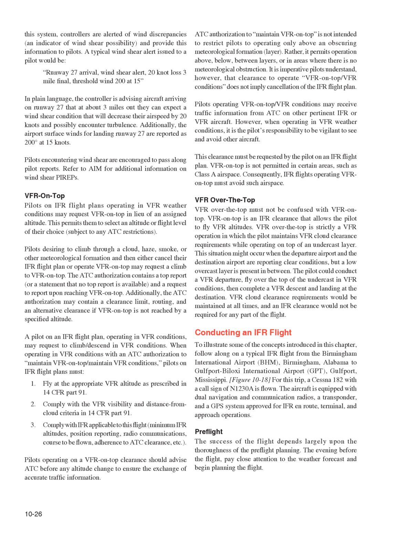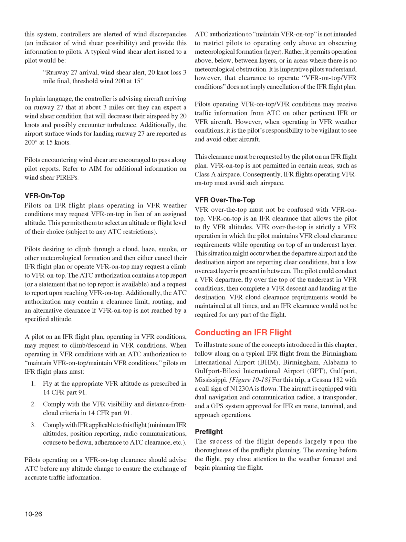This situation might occur when the departure airport and the destination airport are reporting clear conditions, but a low overcast layer is present in between. The pilot could conduct a VFR departure, fly over the top of the undercast in VFR conditions, then complete a VFR descent and landing at the destination. VFR cloud clearance requirements would be maintained at all times, and an IFR clearance would not be required for any part of the flight.